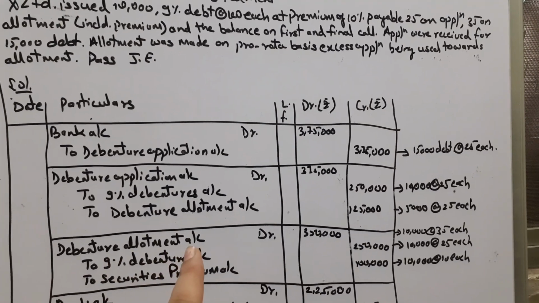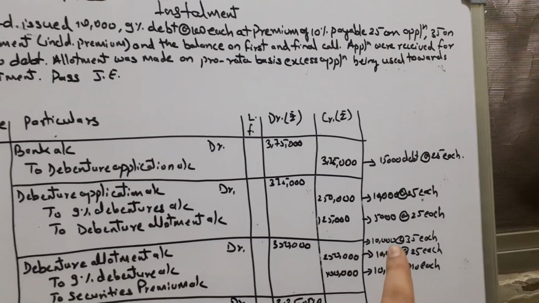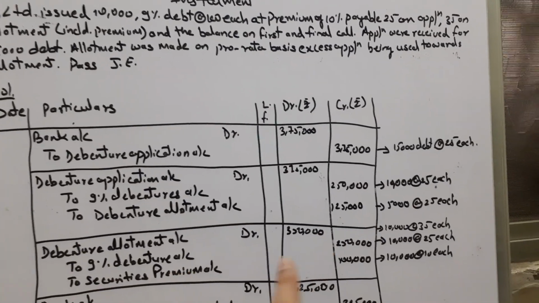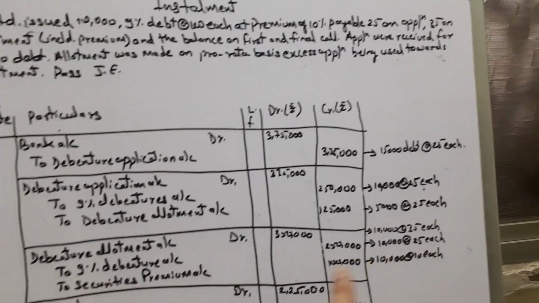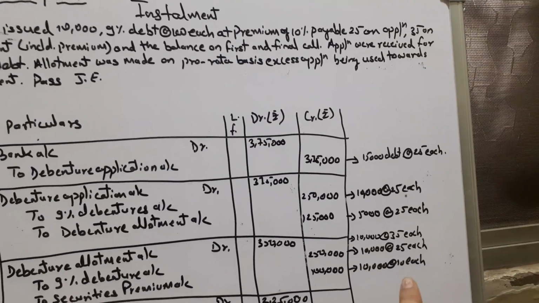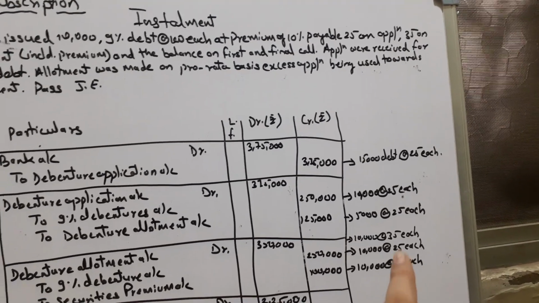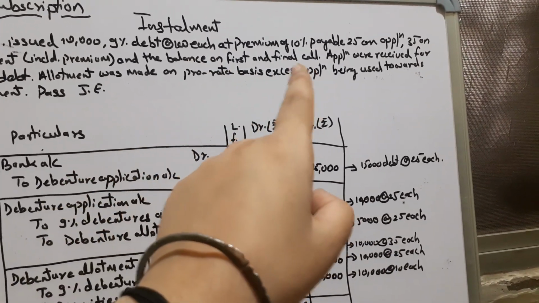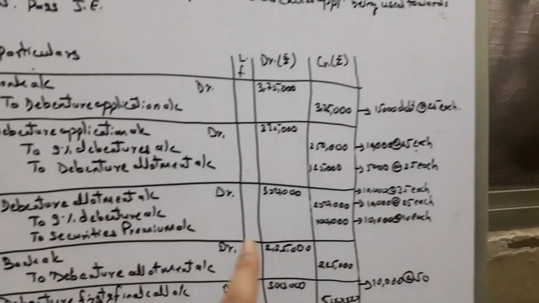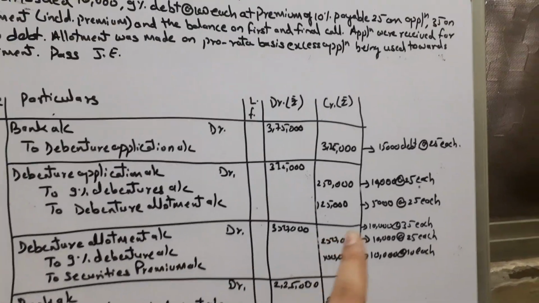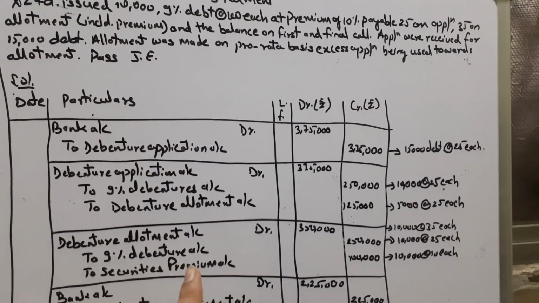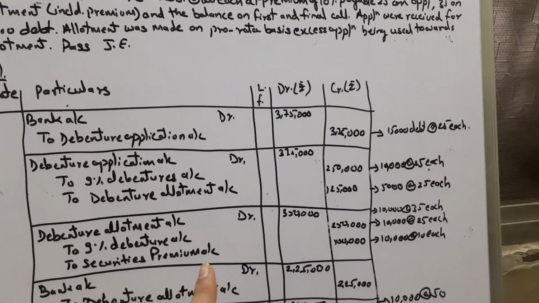So debentures allotment account debited, total debentures 10,000 multiplied with 35, to 9% debentures. Here 10,000 multiplied with 25, and to securities premium account 10,000 multiplied with 10 rupees. Because this 10 rupees is your premium amount. When you calculate 100 multiplied with 10%, 10% of 100 will give you 10. Therefore debenture allotment account is debited with 3,50,000, to 9% debentures account and to securities premium account. This is the due entry.